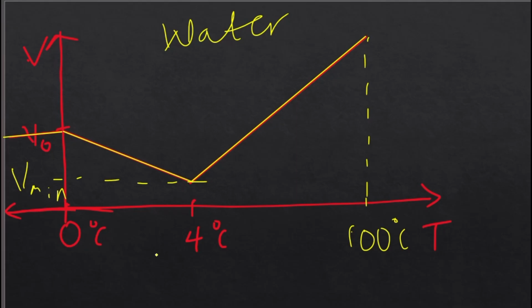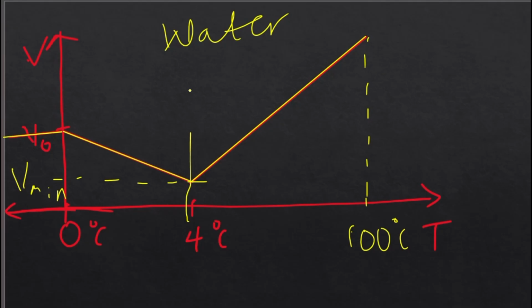So that is a weird behavior. Its range is already low. 100 degrees Celsius is the range. It's already a low range, and it is misbehaving between 0 and 4. So it is a bad thermometric liquid. It doesn't serve its purpose very well.